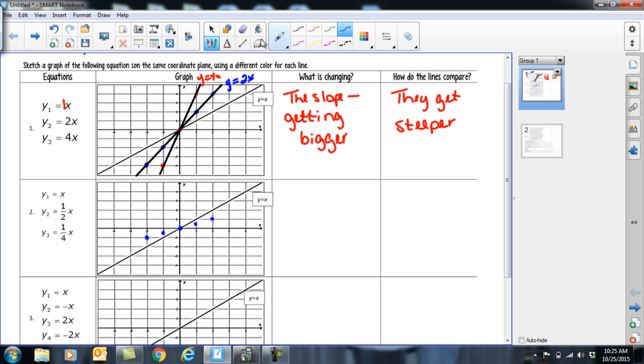And so there's my graph. So I'm going to connect my points with a line. And then I'm going to label it so I know which line I was talking about. So this one right here is y equals 1/2 x.